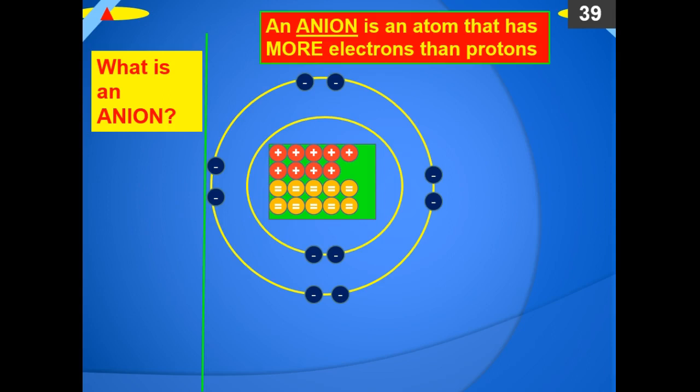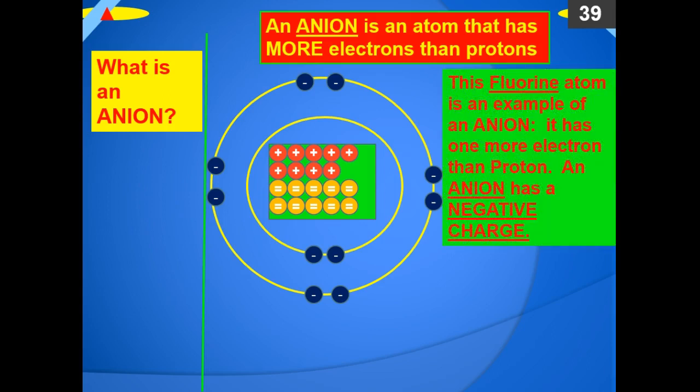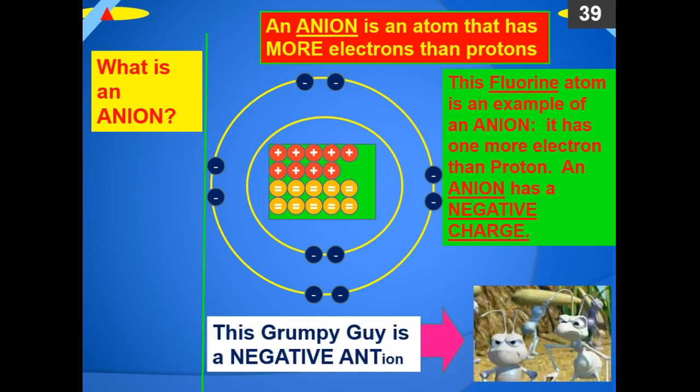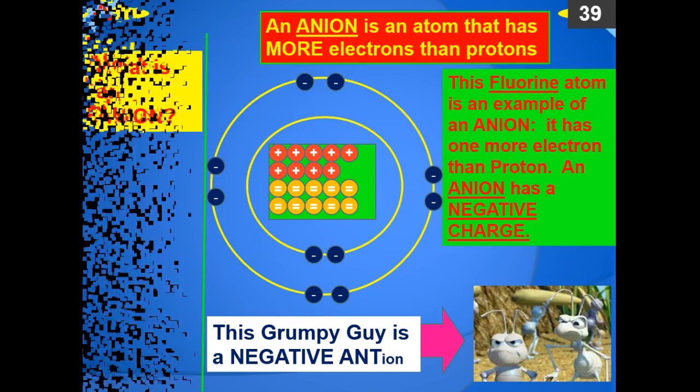But count the number of electrons and you'll count that there's 10. So there's 1 more electron than proton. The electrons are negatively charged. So an anion is an ion that has a net negative charge. This fluorine atom is an example of an anion. It has 1 more electron than proton. An anion has a negative charge. Here's your mnemonic, your little memory device. This grumpy guy is a negative ant-ion. It's really an anion, but just remember the negative ant, and that'll help you to remember a negative anion.